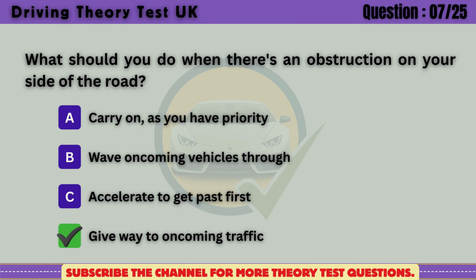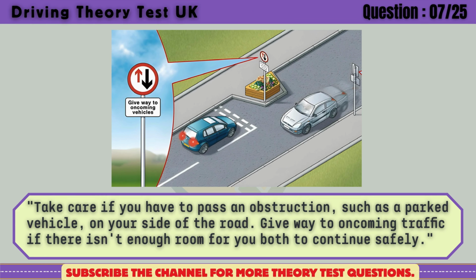Answer was D. Give way to oncoming traffic. Take care if you have to pass an obstruction, such as a parked vehicle, on your side of the road. Give way to oncoming traffic if there isn't enough room for you both to continue safely.